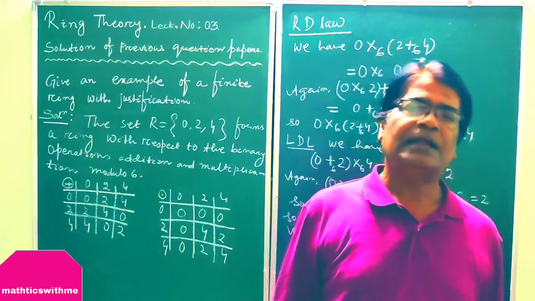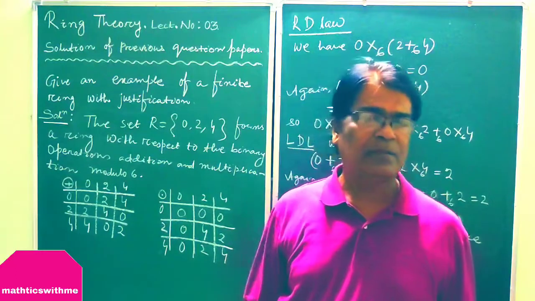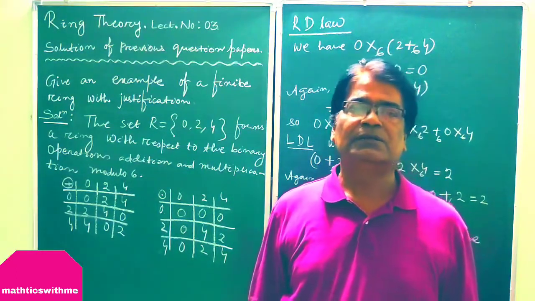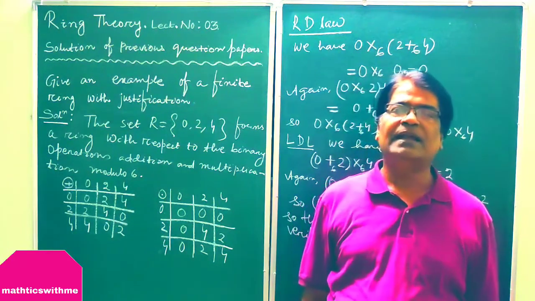Here the ring R is a finite ring because it contains a finite number of elements. So with this the topic for today's class is completed.